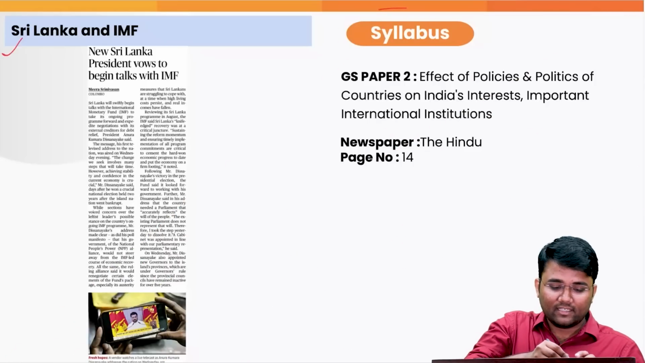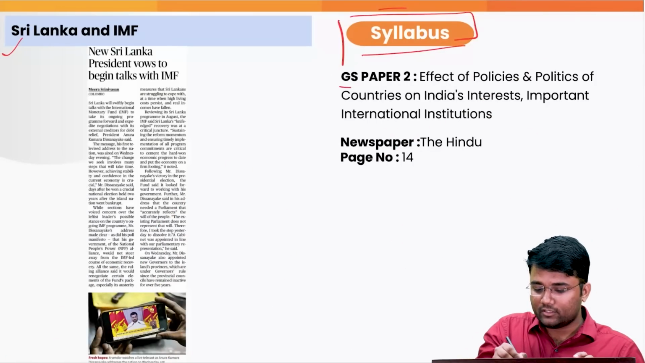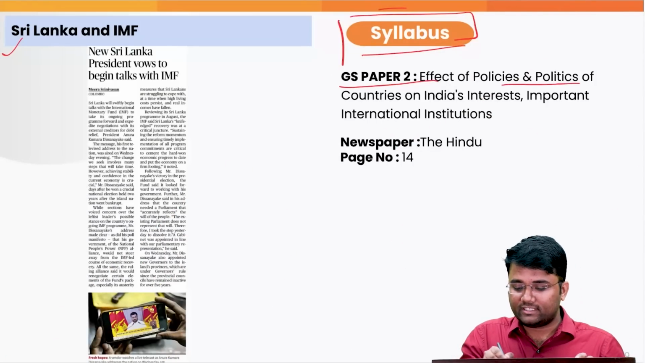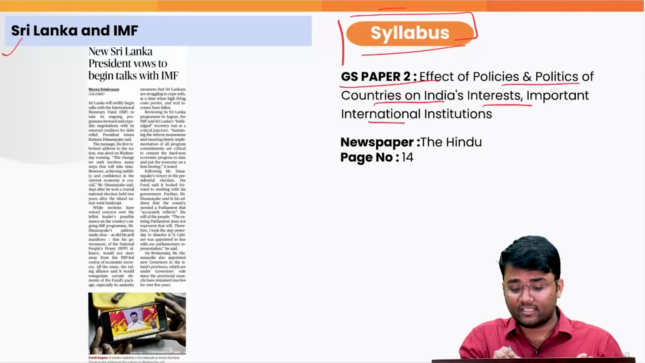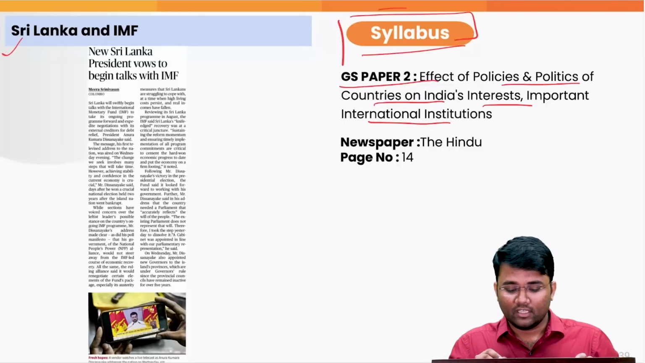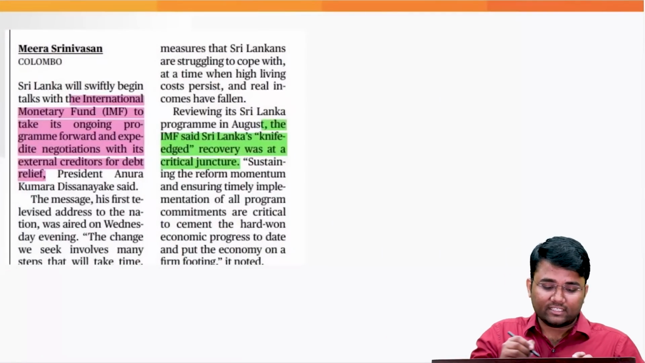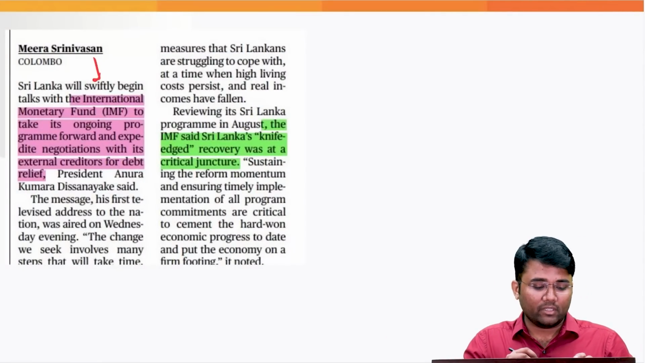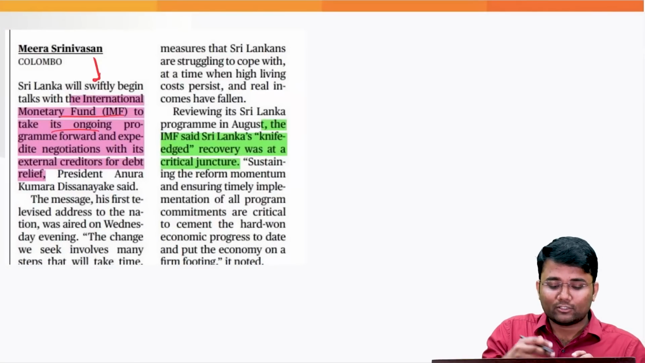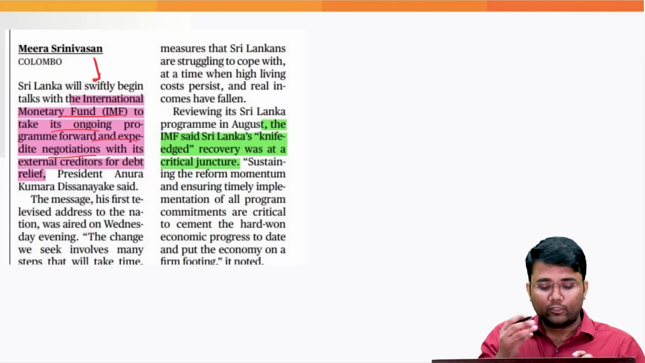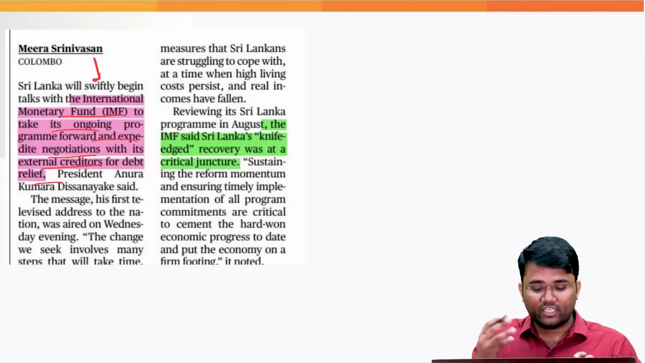Our next topic is Sri Lanka and IMF. This particular topic pertains to the syllabus of your GS Paper 2: effect of policies and politics of countries on India's interest, important international institutions. It has appeared in The Hindu, page number 14. The context of this topic is that Sri Lanka will swiftly begin talks with the IMF to take its ongoing program forward and expedite negotiation with its external creditors for debt relief.